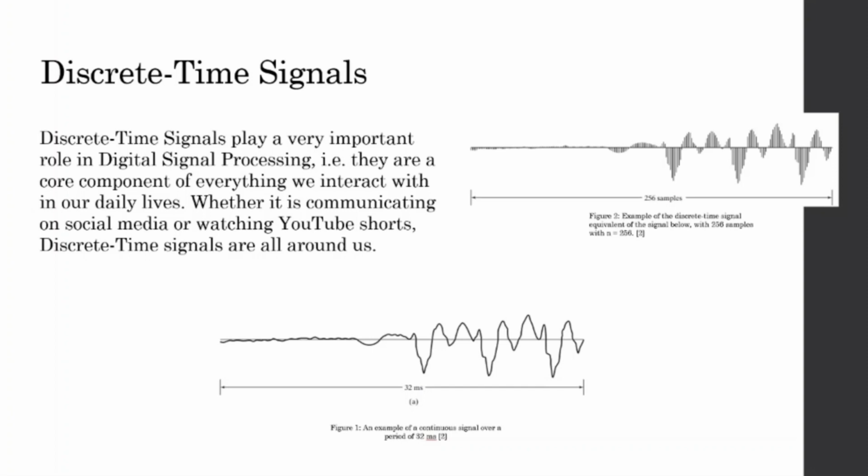Here we can see two graphs that portray the difference between continuous and discrete time signals in more detail. The first graph here is a recording of values that were taken over 32 milliseconds. However, in this graph, we can see that it is the equivalent of the continuous graph, but it consists of 256 samples taken after equal intervals over the same period of time.